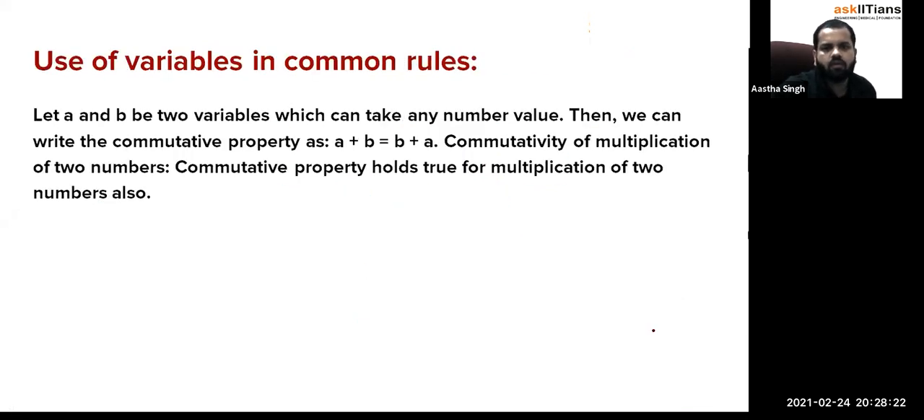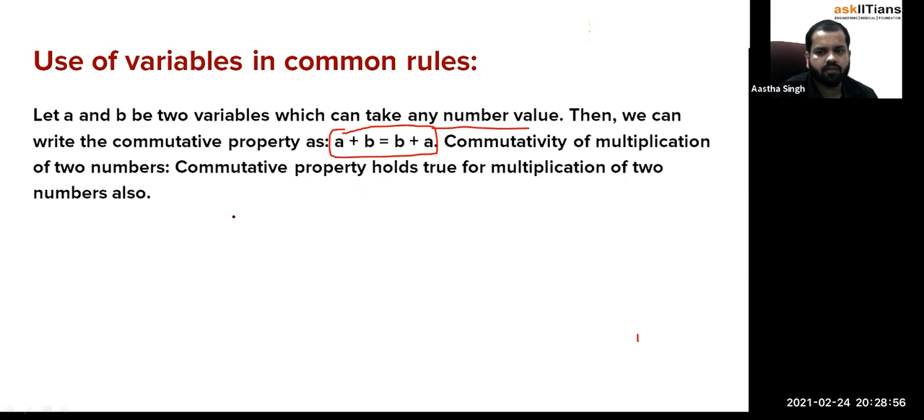Let's move forward. Use of variable in common rules. Let A and B be two variables which can take any number value. Then we can write the commutative property that A plus B will be equal to B plus A. Addition of variables has the commutative property.